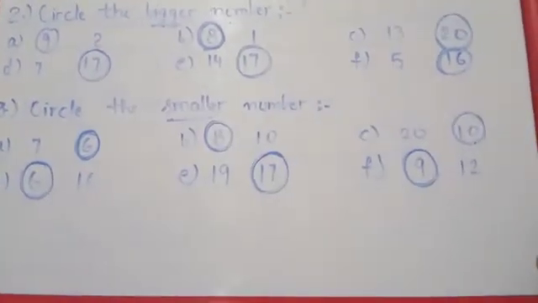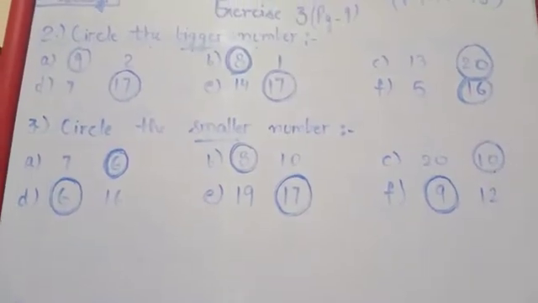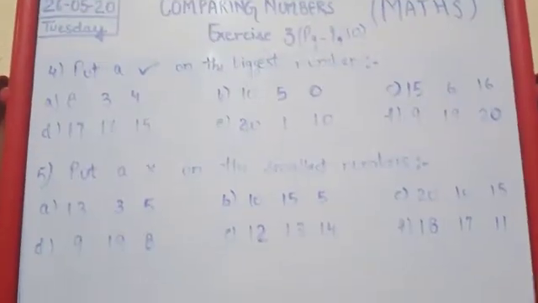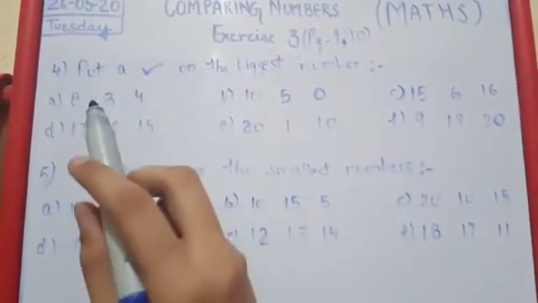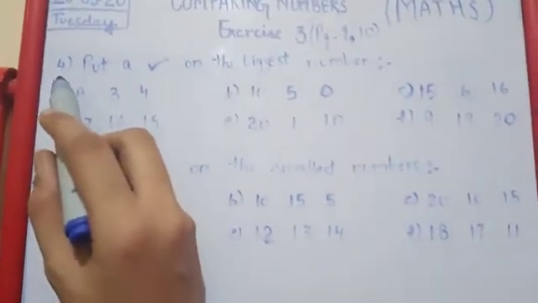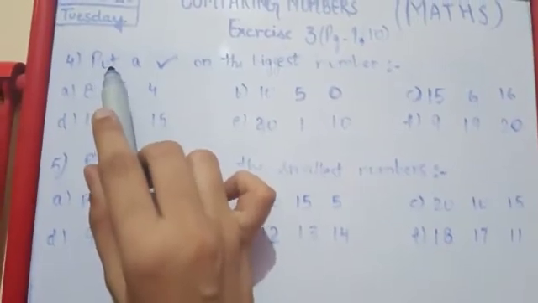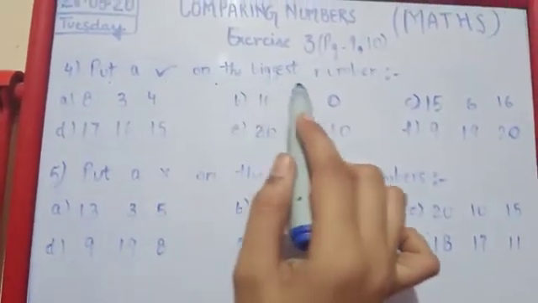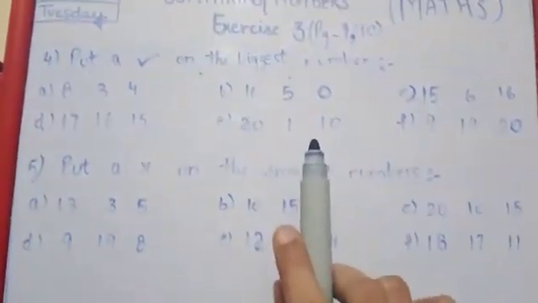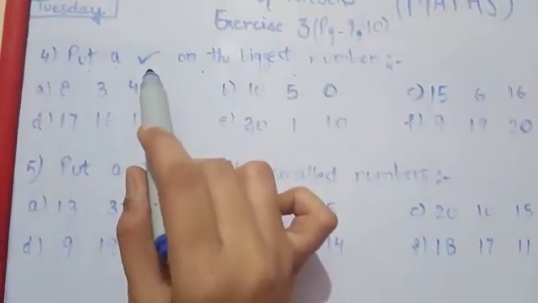Okay, all of you have done with question number 3. Very good. So children, now you have completed question number 3. Now we are proceeding with question number 4. Question number 4 is put a tick on the biggest number. You have to put a tick on the biggest number.